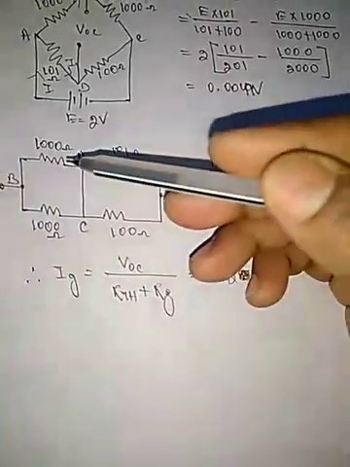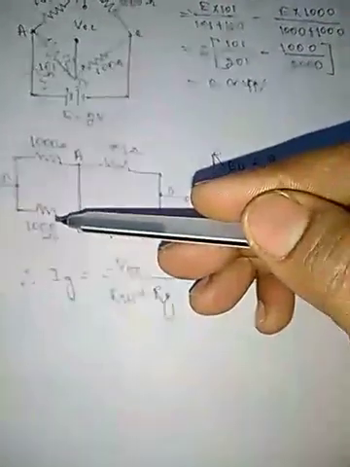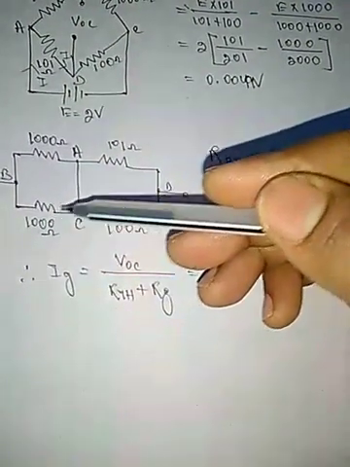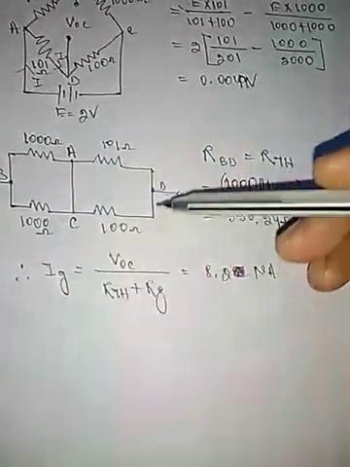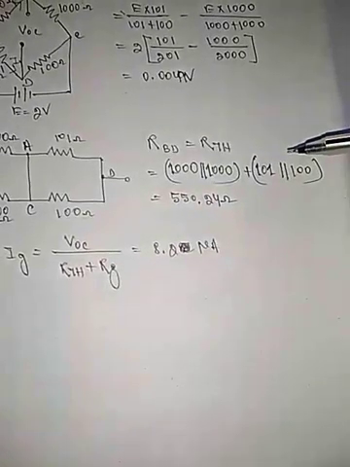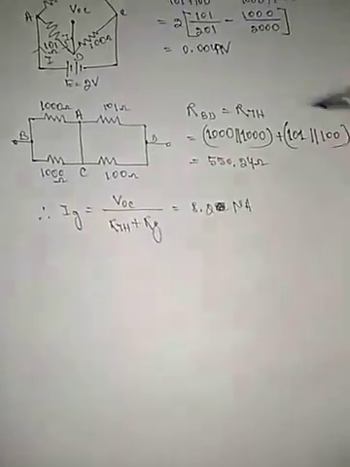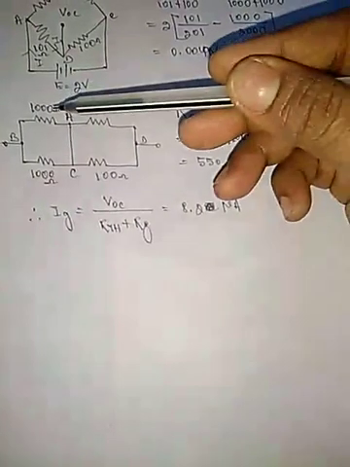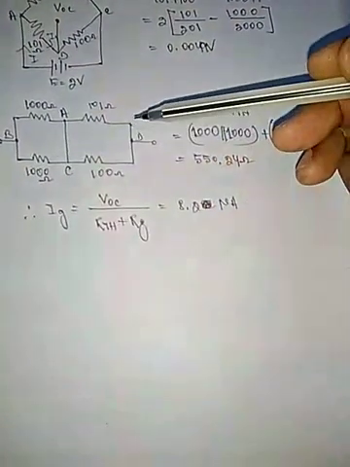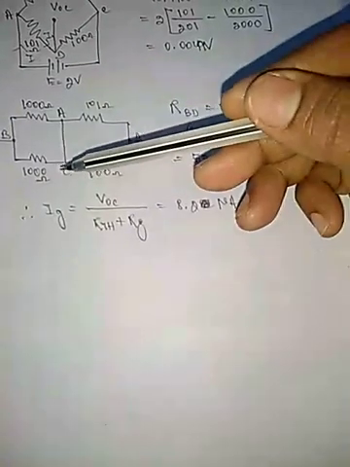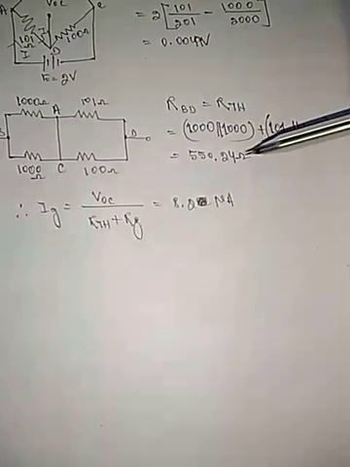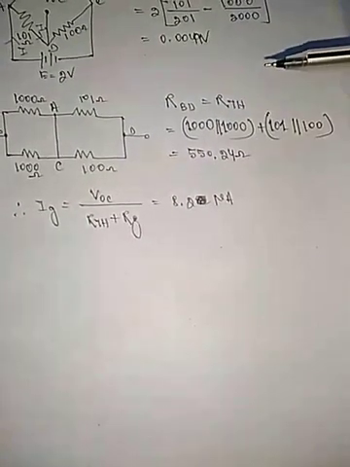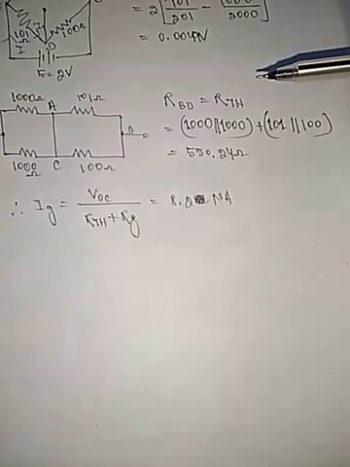Here you see the BA and BC paths are parallel, and they are in series with the parallel combination of AD and CD. Again I say, BA is parallel with BC, AD is in parallel with CD, and they are in series. I put in the values and I get RTH as 550.24 ohm.